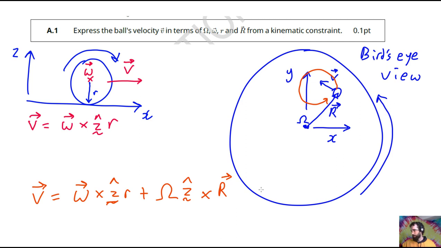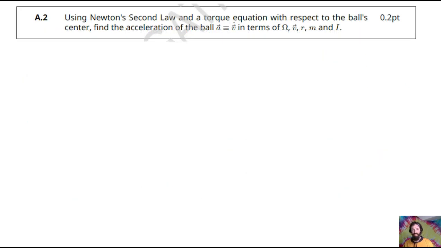The ball only does a fraction of the rotations compared to the table, and later in the problem you're going to see why. Okay, let's do part A2.